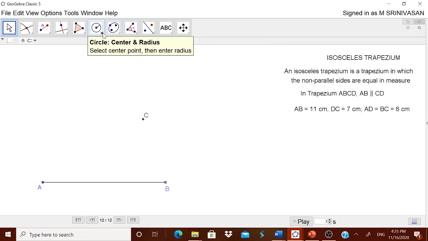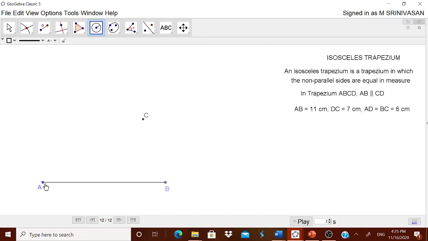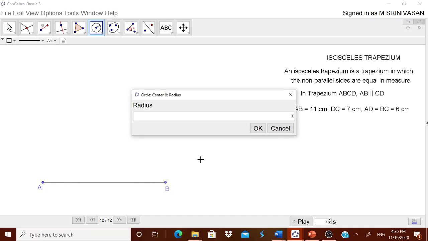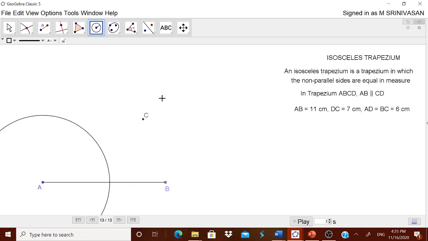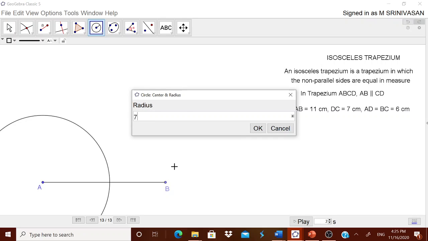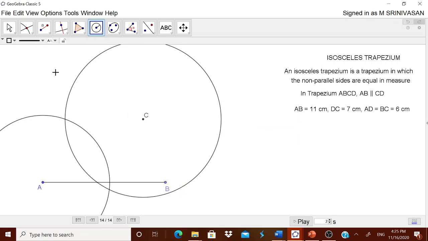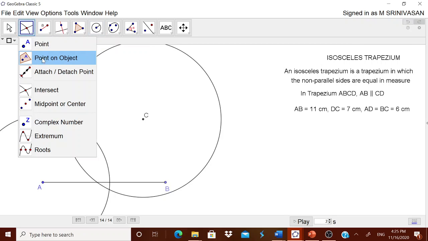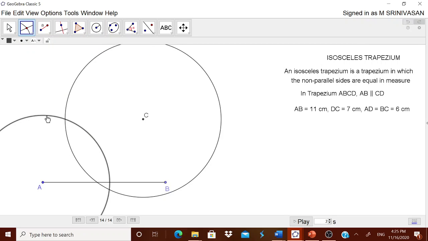Let us again go for the circle with center and radius. AD is equal to 6 centimeter, so with A as the center, 6 centimeter. Well, DC is equal to 7 centimeter, with this as the center, again 7 centimeter. Okay. Oh, they are meeting at a point. Go to this point of intersection. Touch these two circles. They automatically meet at D and F.